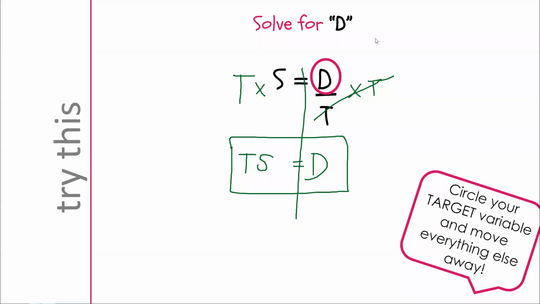And this is my final equation. So T times S equals D. Because it's division on that right side, the opposite of division is going to be multiplication, so I have to multiply by T on both sides.